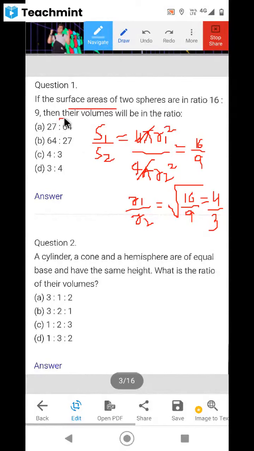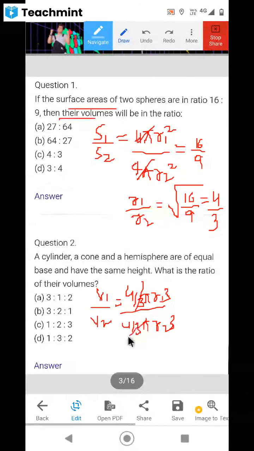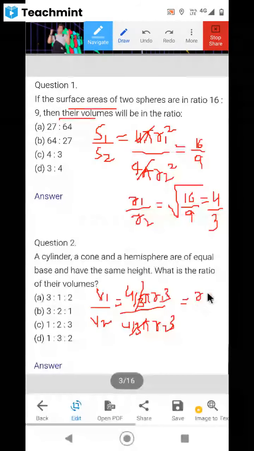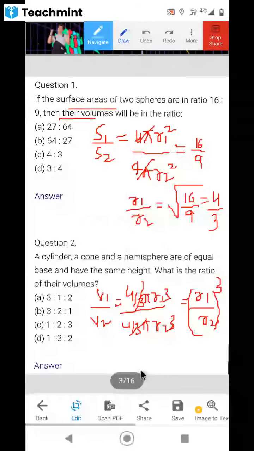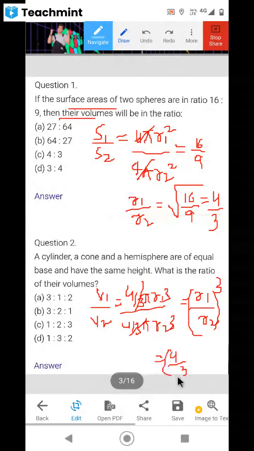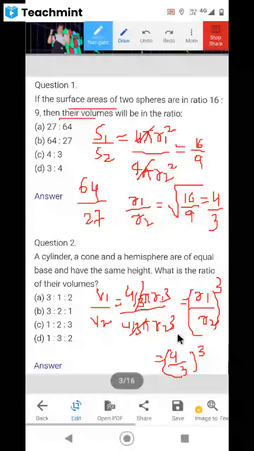Then the volumes will be in the ratio. They are asking for volume, so you do volume 1 divided by volume 2. What is volume 1? 4 by 3 pi r1 cube. And volume 2? 4 by 3 pi r2 cube. Now 4 by 3 pi and 4 by 3 pi get cancelled. We can write it as r1 by r2 whole cube, and r1 by r2 is 4 by 3. Now 4 by 3 whole cube becomes 64 divided by 27, because 4 cube is 64 and 3 cube is 27. So this is the answer. Don't you feel like that, dear children? Everybody got this answer?